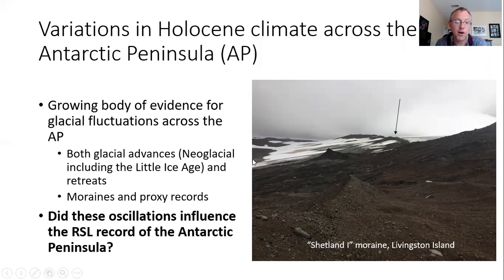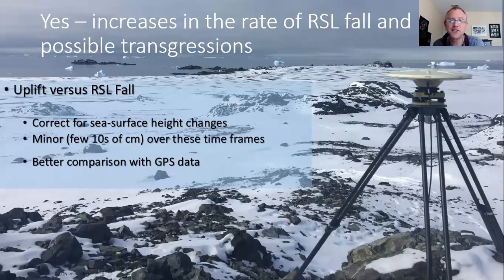And so the question I want to address is, did these oscillations, these climatic changes in the late Holocene, influence the RSL record of the Antarctic Peninsula, such that maybe those GIA models showing a decrease in the rate of RSL fall through time maybe aren't that accurate? Well, the short answer is yes. I'm going to try to show you evidence for periods of increased RSL fall and possible transgressions during the Holocene.